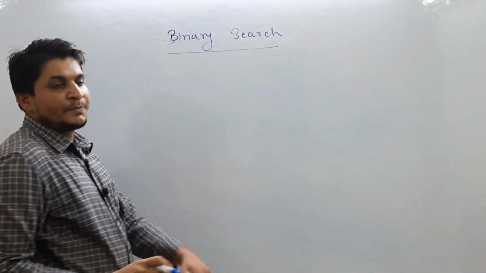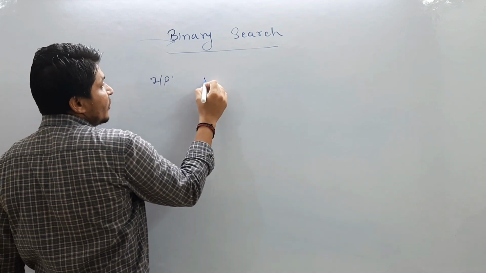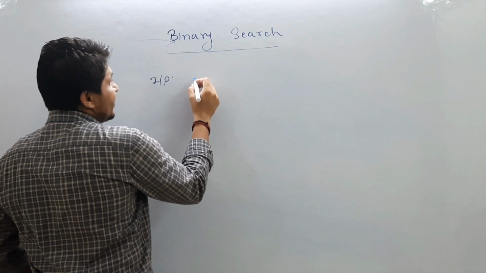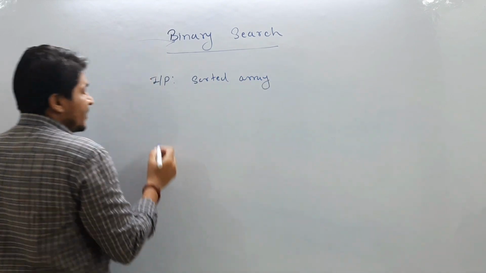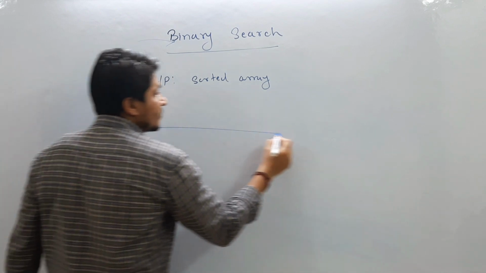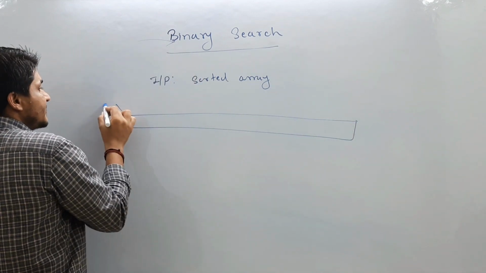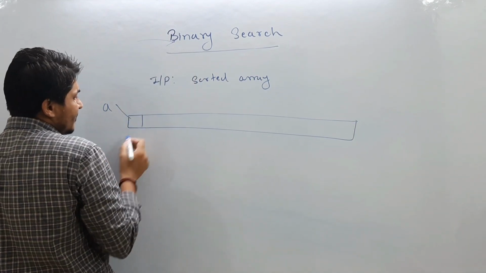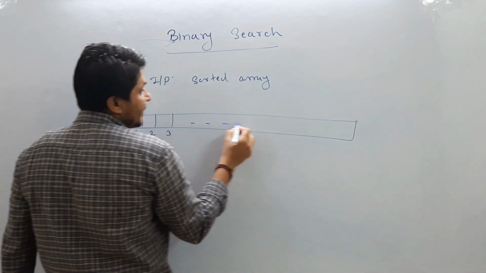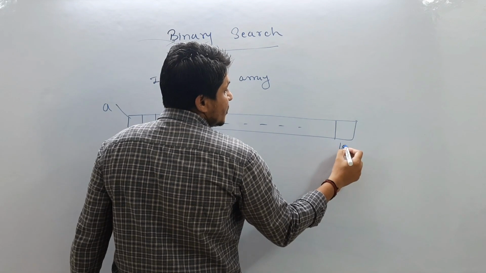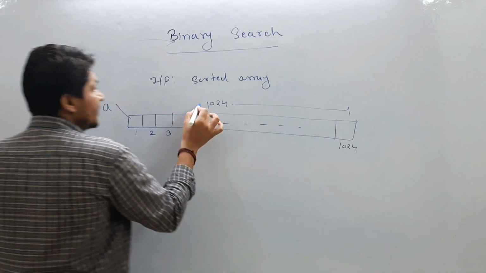So in binary search, the primary condition is that the array has to be a sorted array. So this is the primary condition: sorted array. Now let us assume I'm having one array, let's say the name of the array is A. Again I'm going to give the indexing number 1, 2, 3, like this. Let's say 1024 total elements are available in this array.